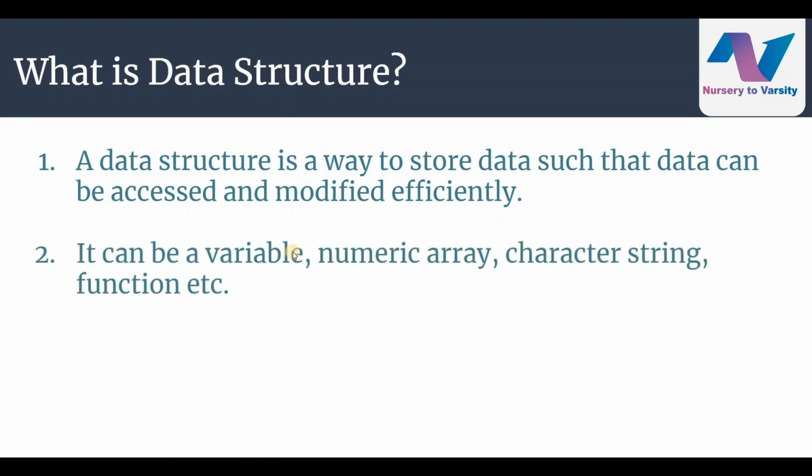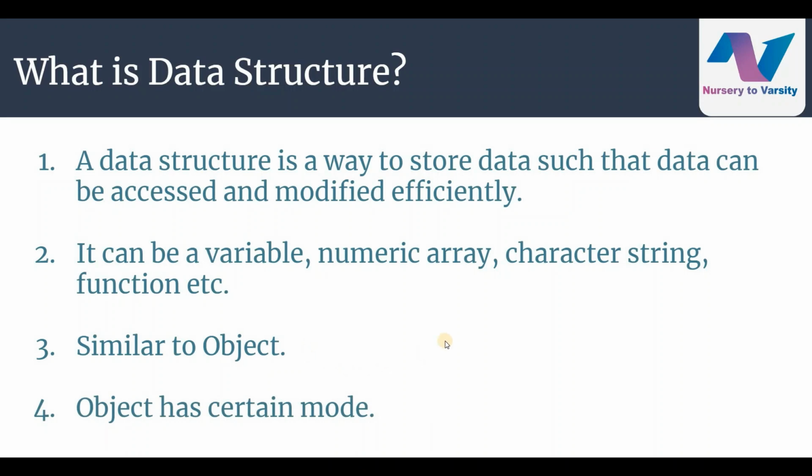Number 2. It can be a variable, numeric array, character string, function, or it can be a more general structure built from such components. Number 3. These are similar to objects. Now what are objects? Objects are nothing but the combination of data. And the data that you can have in the objects can be numeric array, character string, variables, or functions. And data structures are nowhere different to the objects.